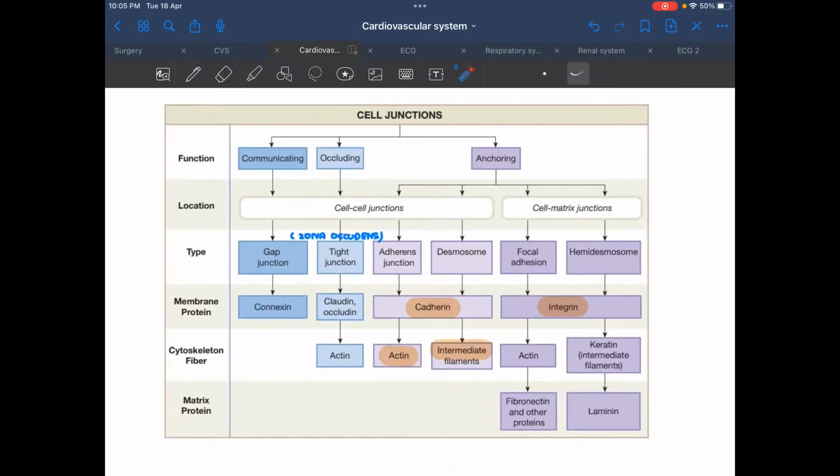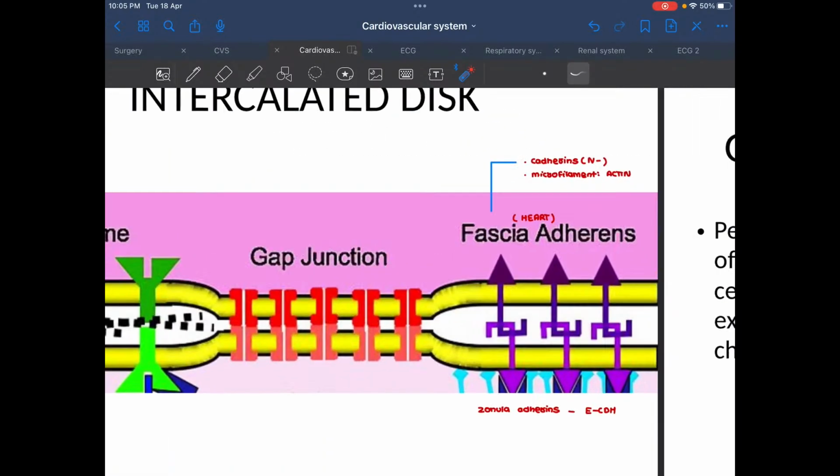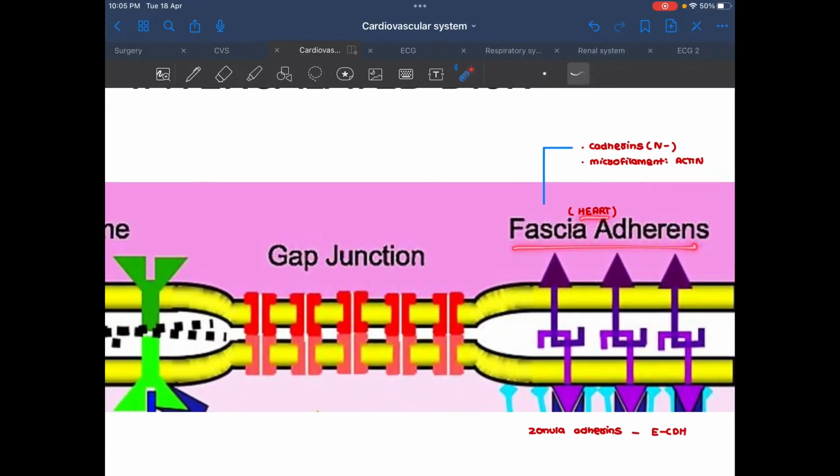But if you see, in the adherens junction, cadherin was the one which was associated. That's fine. But the cytoskeleton filament is your actin. So in this case too, in the fascia adherens, which is mainly present in the heart, cadherin is the protein associated with it, and the cytoskeleton component is your actin.